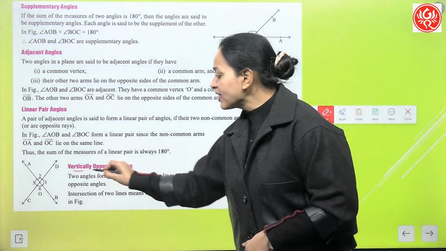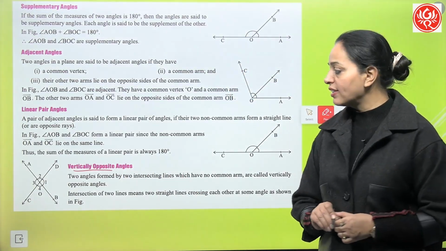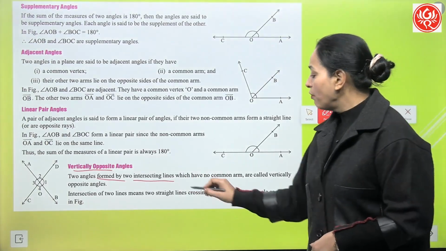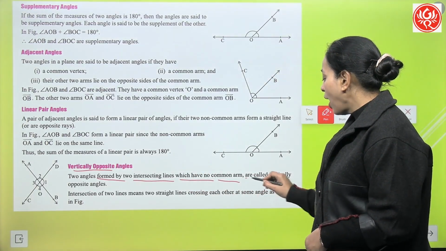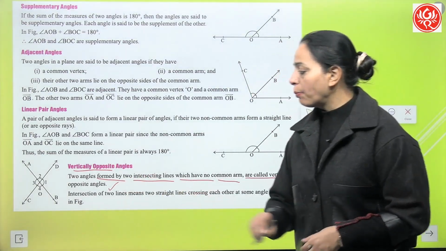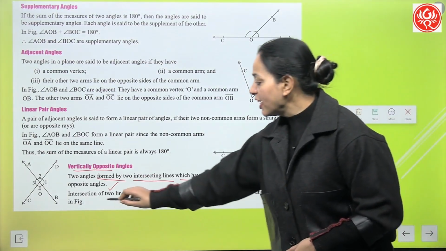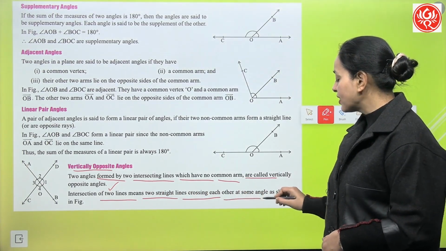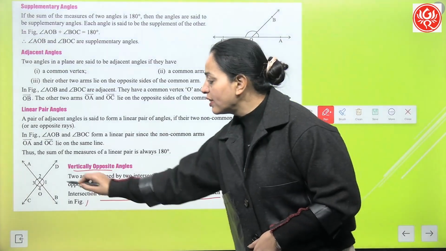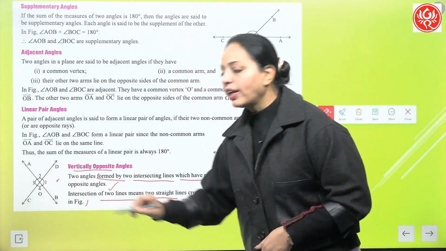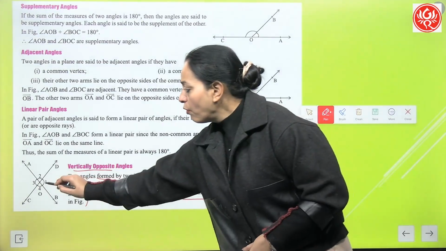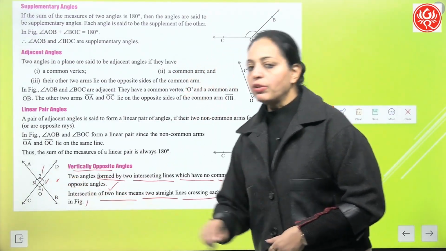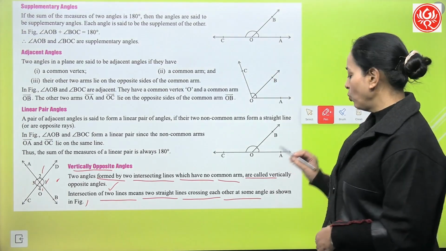Okay. Now the next is vertically opposite angles. Two angles formed by two intersecting lines which have no common arm are called vertically opposite angles. Intersection of two lines means two straight lines crossing each other at some angle as shown in this figure like this. Two lines are intersecting. So 1 and 3 these are vertically opposite. 2 and 4 these are vertically opposite.